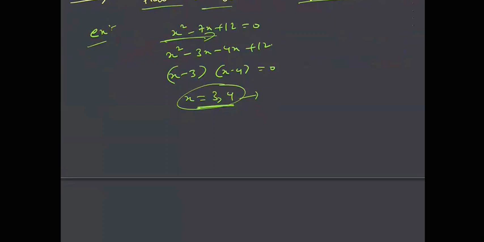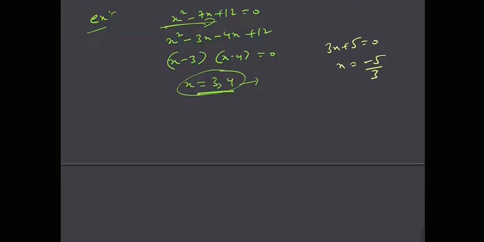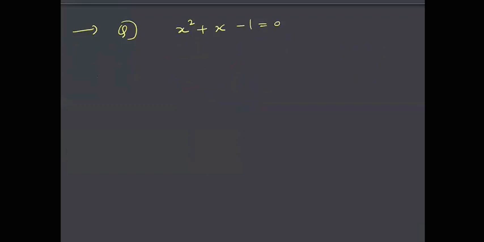A quadratic equation always has two roots, just like a linear equation 3x plus 5 is equal to 0 has one root, minus 5 by 3, but a quadratic equation always has two roots. So let us try to solve one question. Say you have x squared plus x minus 1 is equal to 0. This is a quadratic equation. Now how will you solve this equation?